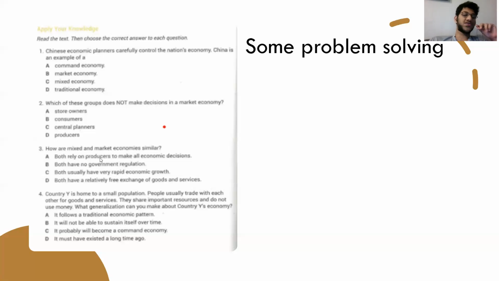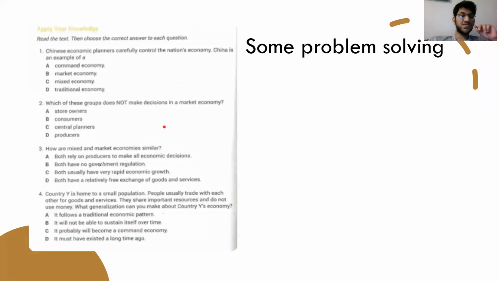says both rely on producers to make all economic decisions. That is not true because, as we just talked about, consumers have some sort of a say in it. Producers do have some say, but it's not just producers; it's also consumers. So A might seem appealing because we did talk about producers, but it's not, because guess what? Consumers also have some kind of a say in that.